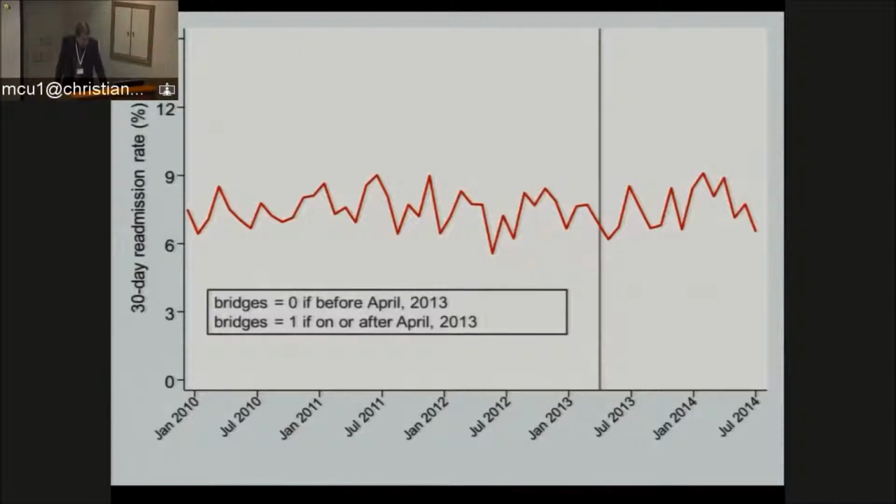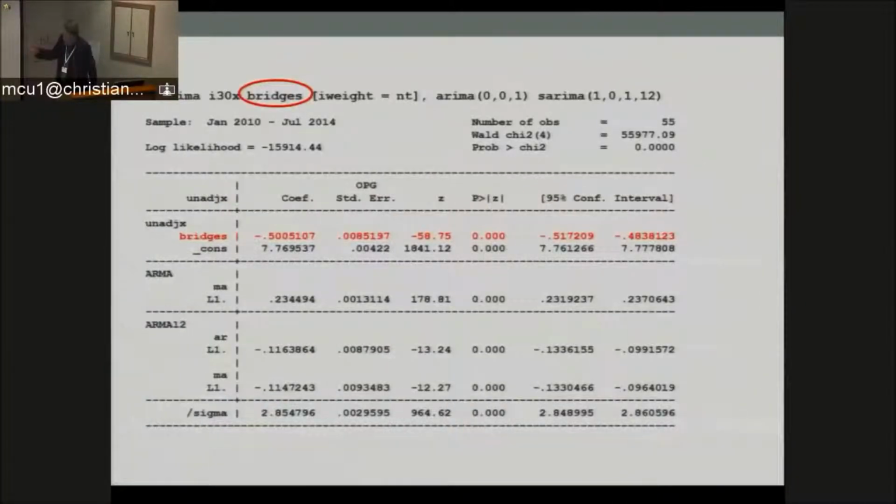So I'm going to put in another variable, my Bridges indicator, in the model, and see what happens. Fascinatingly enough, it tells me that the Bridges intervention has a negative 0.5 impact on the mean, and that is statistically significant. What that means is that after the intervention, I reduced the readmission rate by 0.5%. So, there you are.